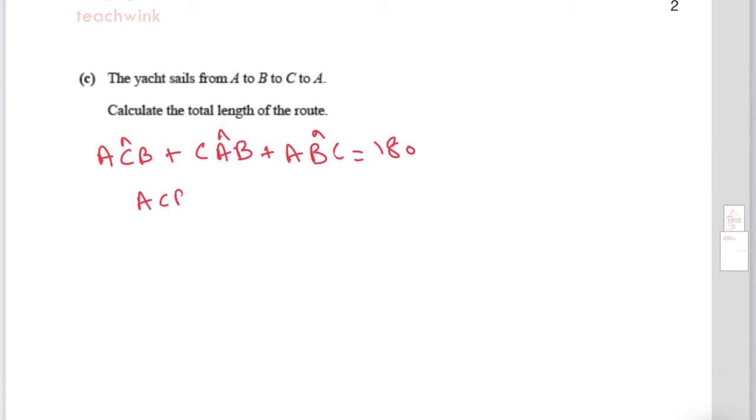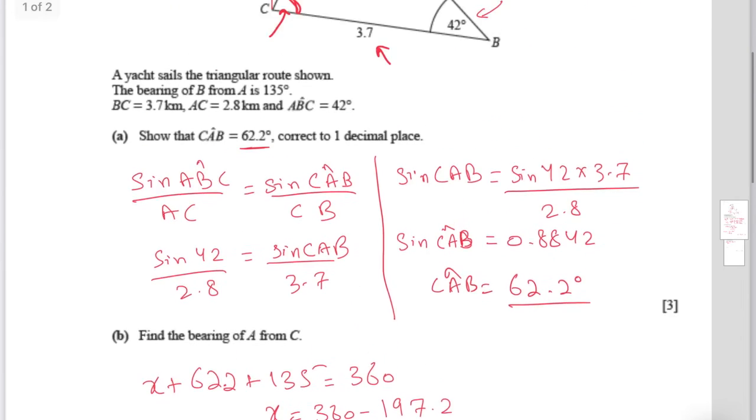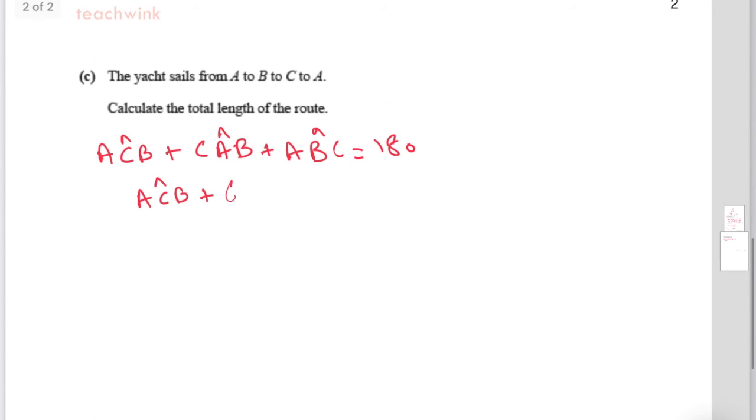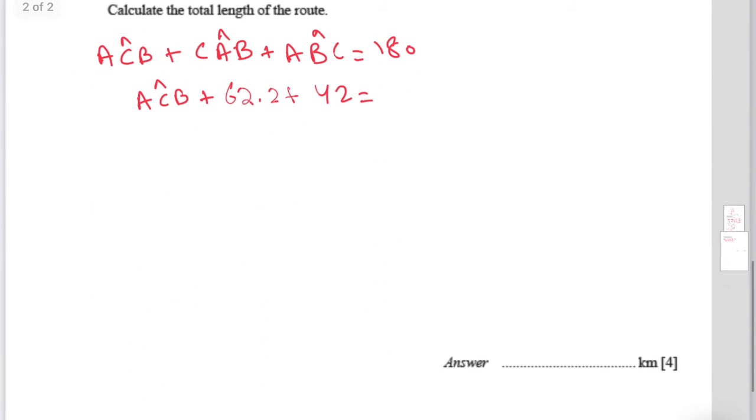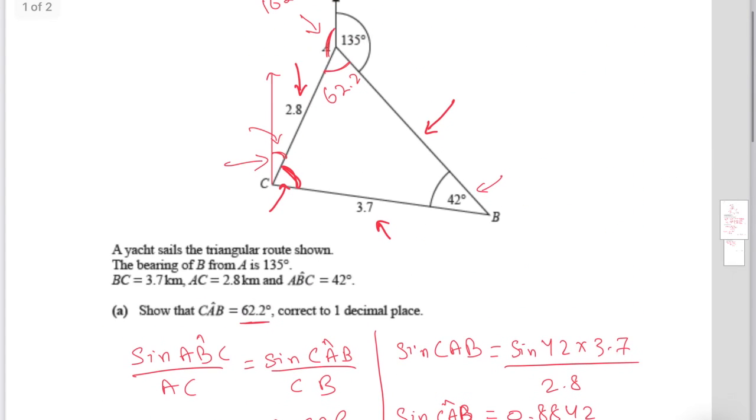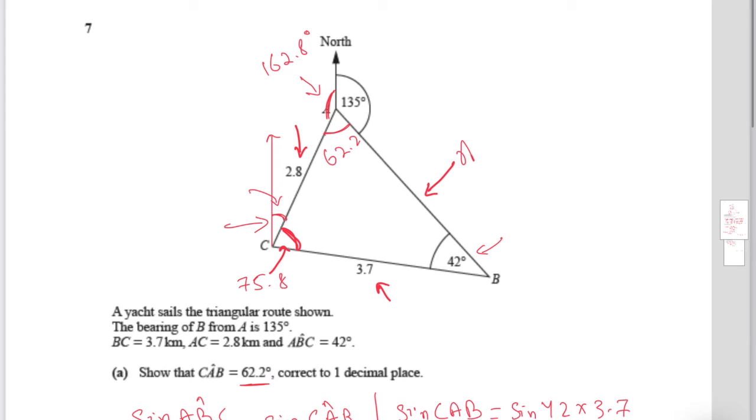So we don't know what ACB is, but we do know what the other angles are. So CAB is 62.2 plus ABC is 42 degrees. So we write 42 is equal to 180. So ACB is equal to, let's subtract both these added together from 180. So 62.2 plus 42 gives us 104.2. This subtracted from 180 gives us 75.8 degrees. So this angle is 75.8 degrees. Now of course we can use the sine rule to find the length of AB.